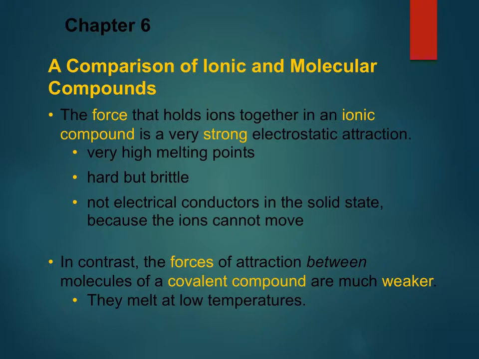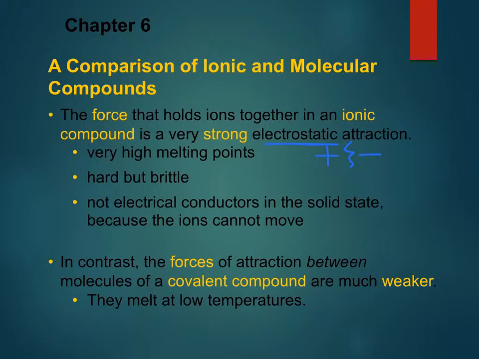The force that holds together an ionic compound is very strong. It is an electrostatic attraction, which means that you have positive and negative, and they are trying to stick that way. As a result, you have high melting points. These compounds are very hard but brittle, meaning they'll break up and crumble. They are not electrical conductors in the solid state because the ions are neutralized, so you have as many positives as negatives, so you don't really have any free electrons. In fact, you don't have any free electrons, and the ions cannot move.